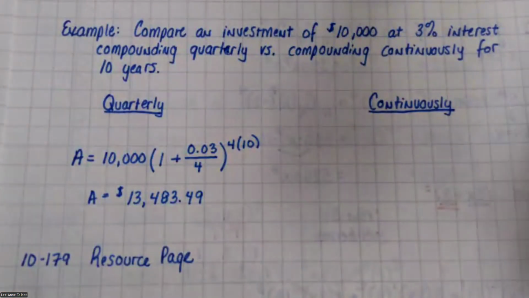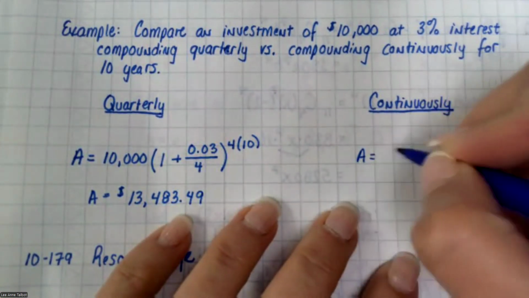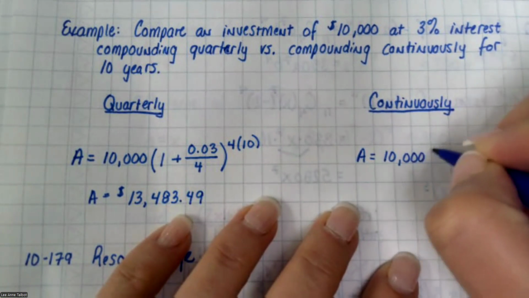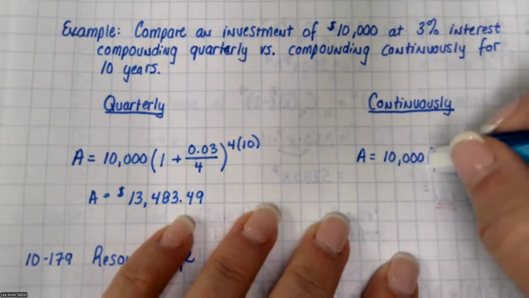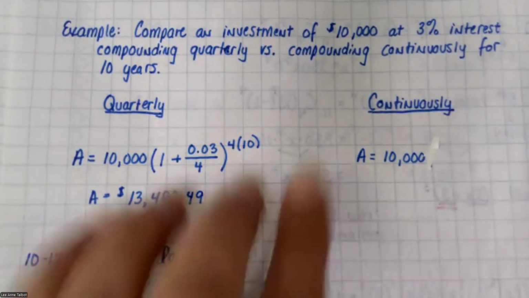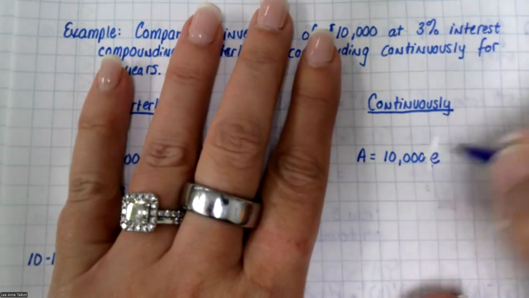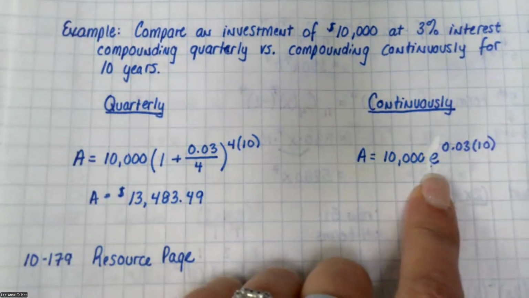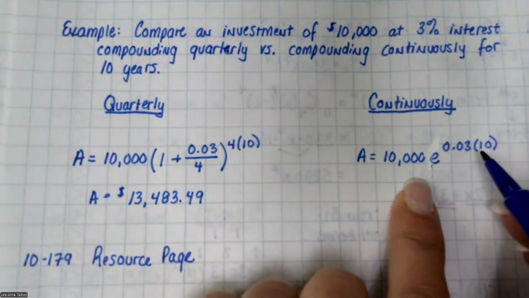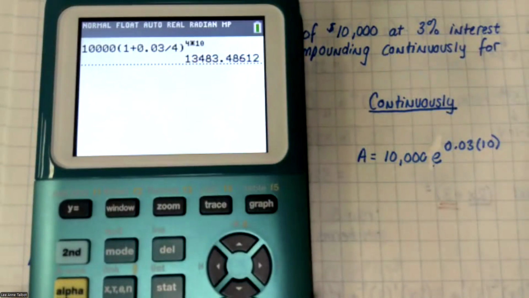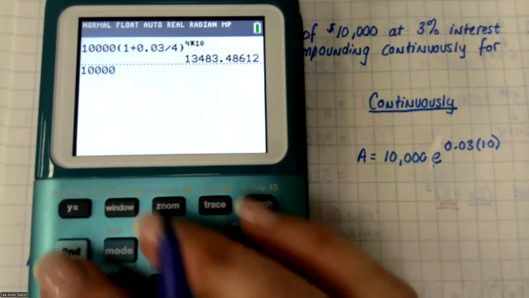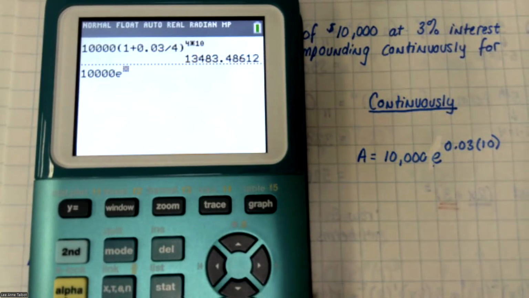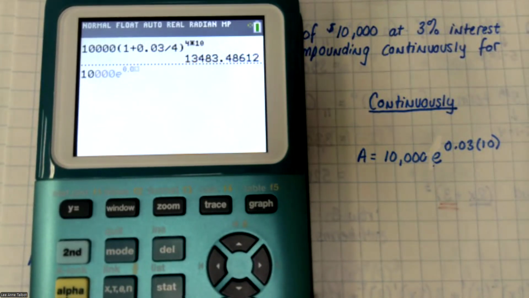Okay, now the continuously is PERT. So principal, no parenthesis. I don't know why I put a parenthesis. Okay, and then e. e again is a number. It's not a variable. And then rate is 0.03 and time is 10. So P e to the r t. So you go 10,000, second natural log, 0.03 times 10 up in the exponent.